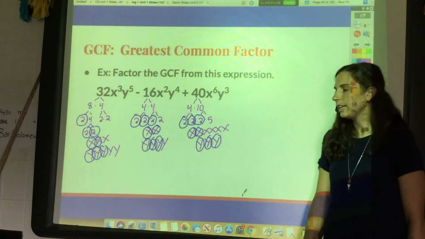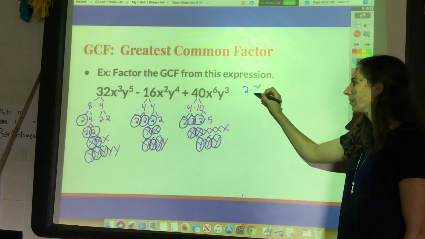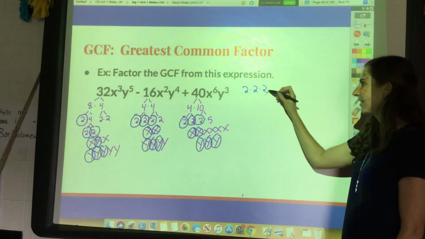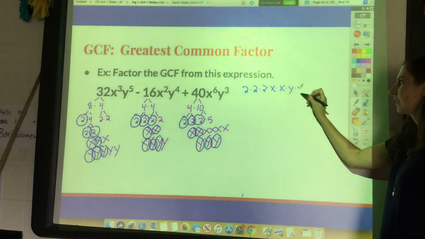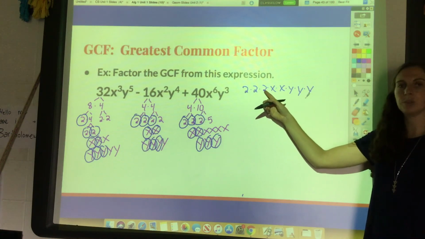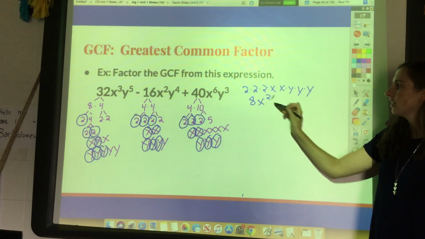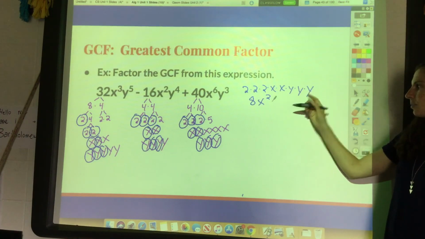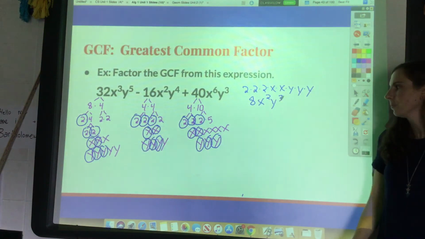So my GCF is 2 times 2 times 2 times x times x times y times y times y. Which if we simplify that, 2 times 2 times 2 is 8. x times x is x squared. And y times y times y is y cubed. So that's the same GCF we got before.